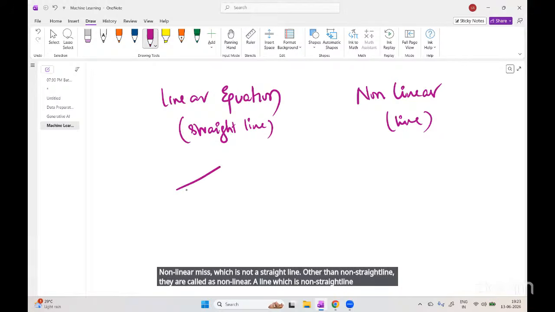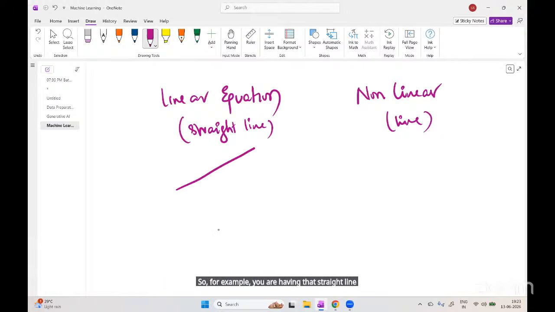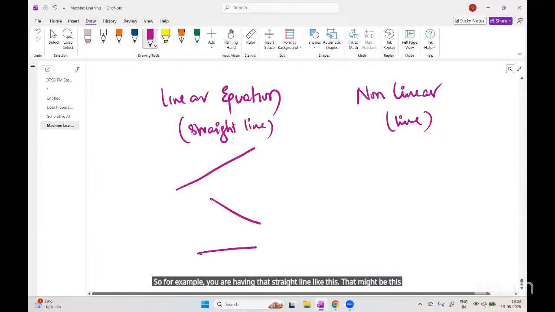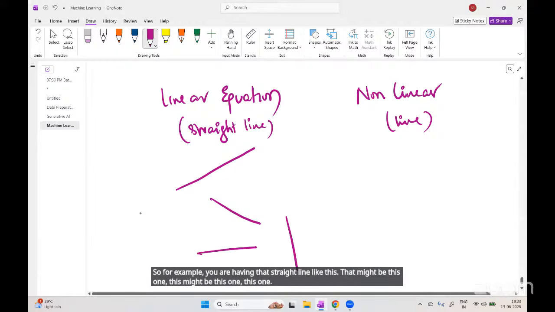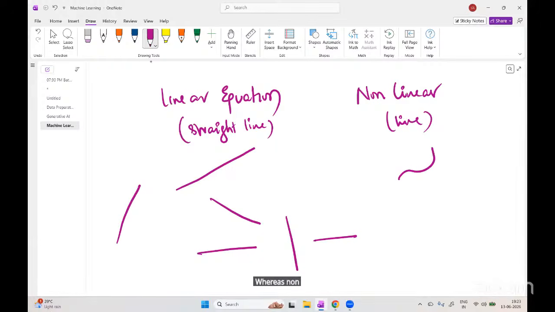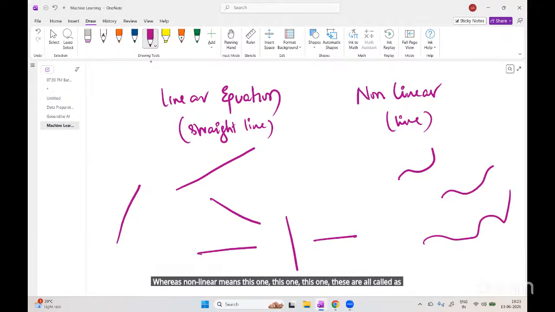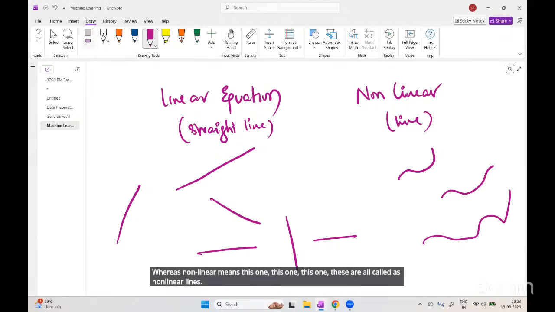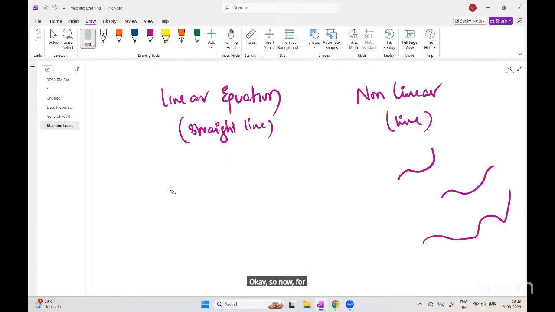For example, you have a straight line like this. It might be this one, this one, this one, and this one. Anything is fine, but it should be straight. Whereas non-linear means this one, this one, this one. These are all called non-linear lines. Okay. So now for the linear lines, what are the linear ones there?